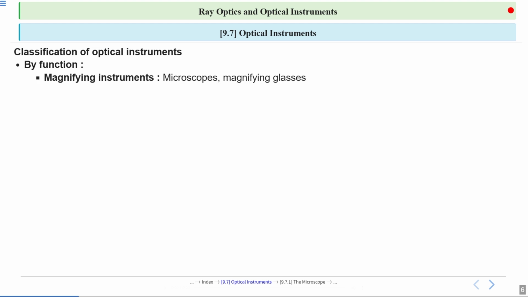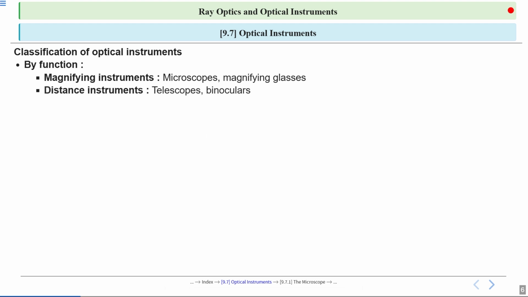The first category under function is magnifying instruments. These include microscopes and magnifying glasses, which are designed to enlarge the appearance of objects. Think how a magnifying glass helps us to see small details more clearly.